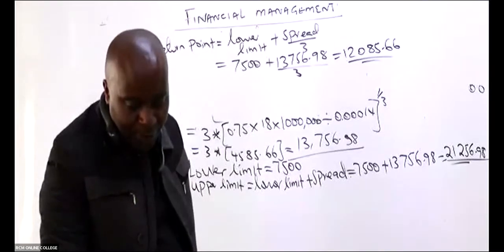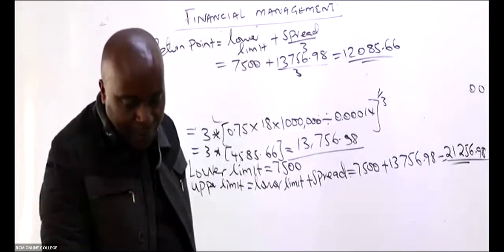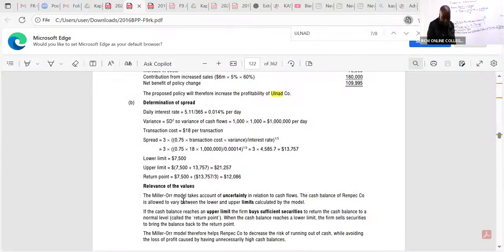Relevance of the values. We are told here, Miller-Orr model takes into account uncertainty in relation to cash flows. The cash balance of RENPEC company is allowed to vary between lower and upper limits calculated by the model.